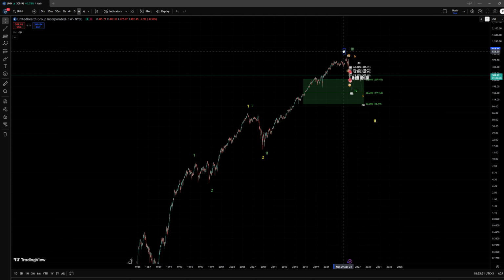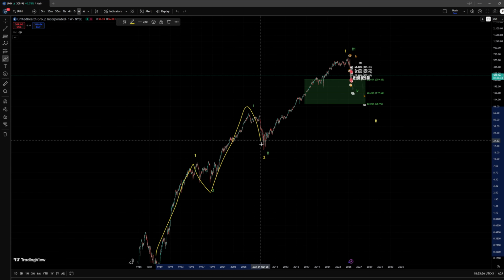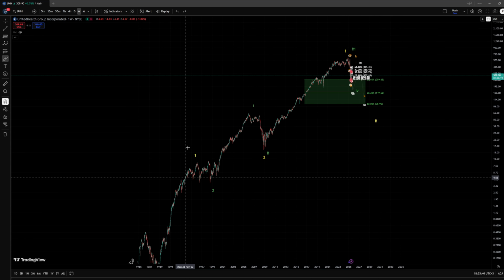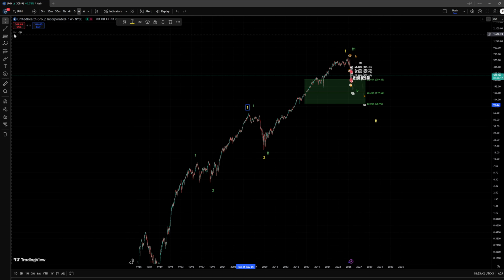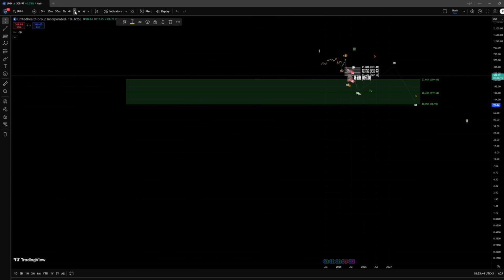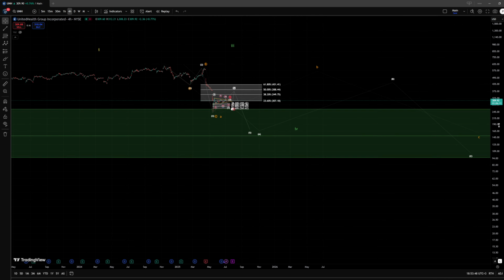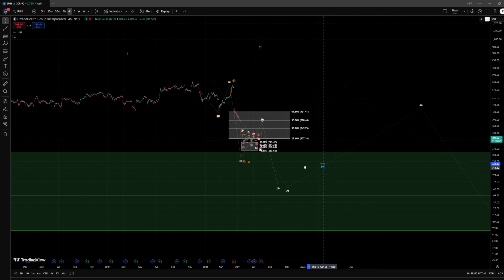was instead a wave 1, and it could be either a 1 2 1 2 1 2, or it could be a larger 1 2 1 2. But for now, let's keep focus on the green scenario and move to the shorter time frame. Now down here we have three alternative scenarios.